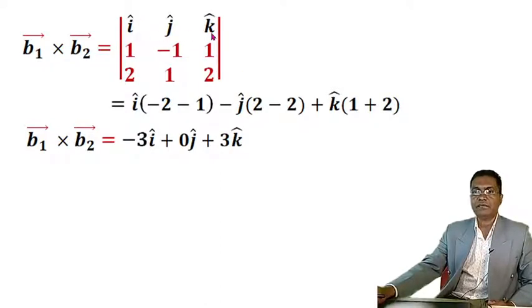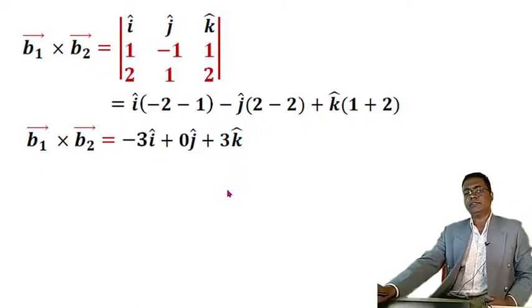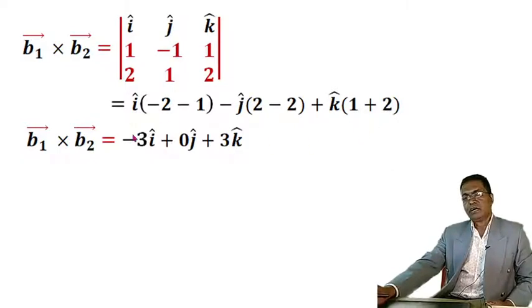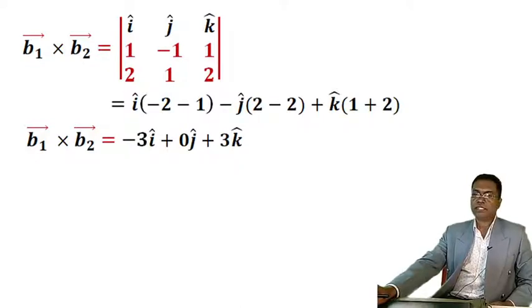So i cap, j cap, k cap; these are the coefficients of i, j, k in b1 and these are the coefficients of vector b2. Now as we all know how to expand the determinant, using that method you expand and you will come up with this. So note down. Simply watching never helps.